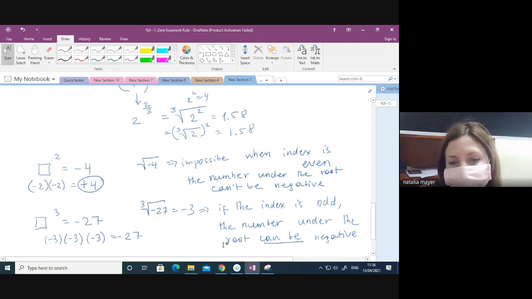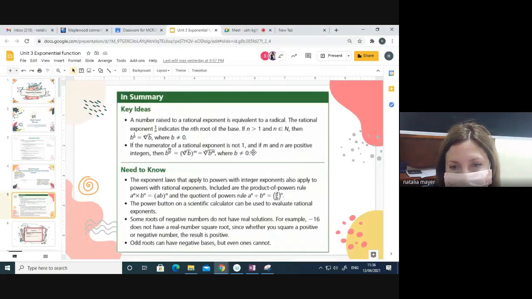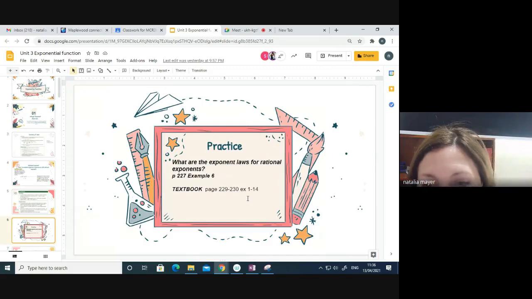All right. Yeah, that's it about the theoretical part of this lesson. So I would like to start practicing some of the questions with you. All right, so page 229, I already mentioned that. The exponent laws for rational exponents are going to be exactly the same thing. So I'm going to jump directly to practice. Page 229.